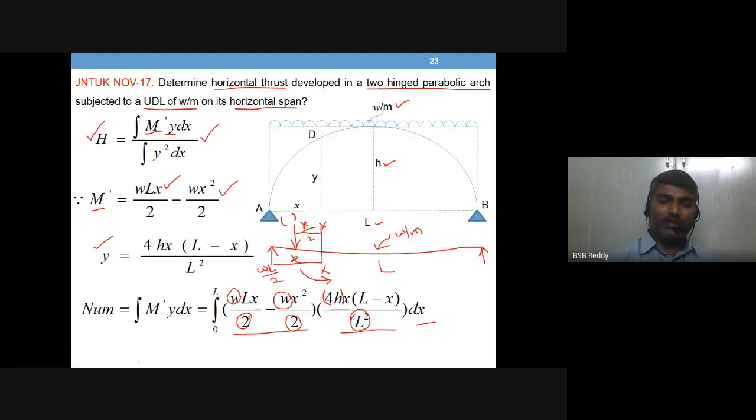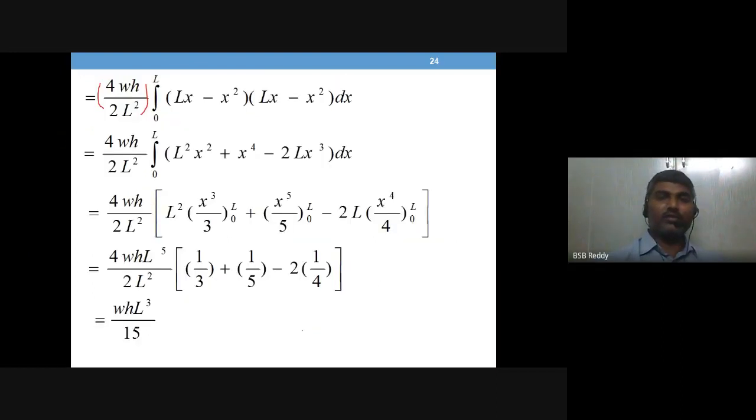Lx minus L square. So this is Lx minus x square. Then x into L minus x, which is nothing but Lx minus x square. Okay. Right. So it is of the same form, right? It is of whole square, you can write it. These two terms are similar, Lx minus x square. It's whole square in nature. So (Lx minus x square) whole square, you expand that.